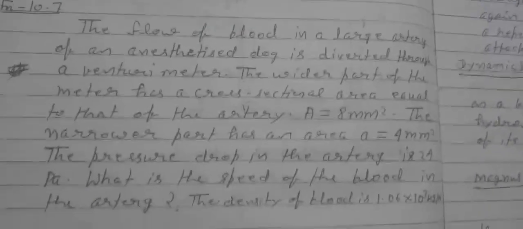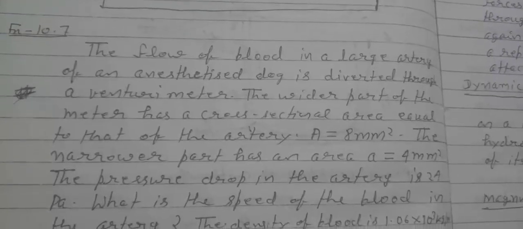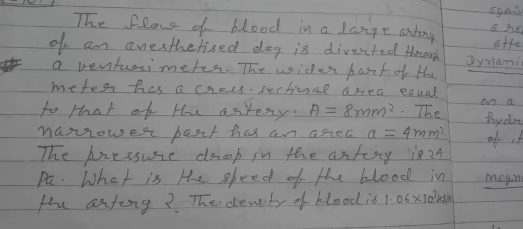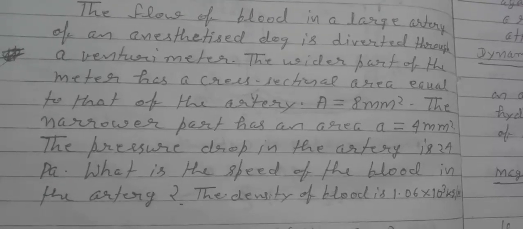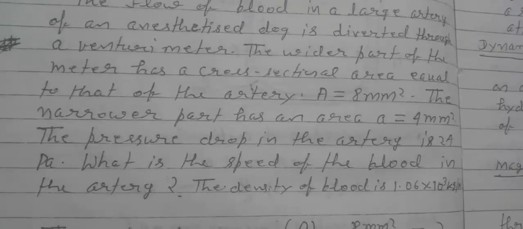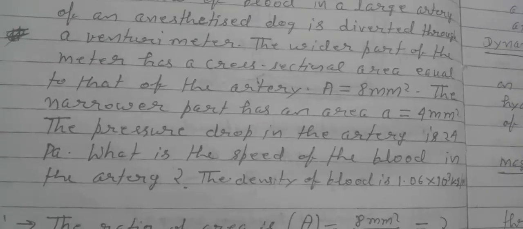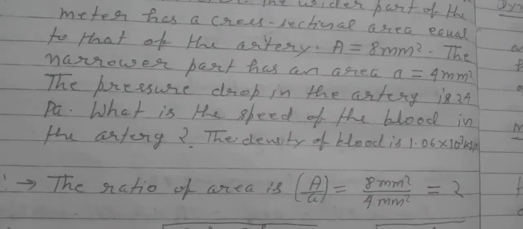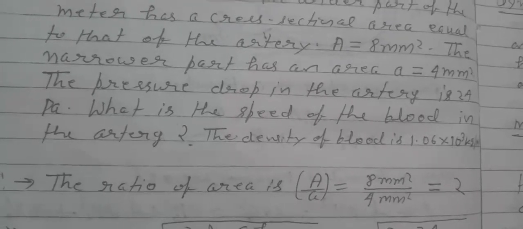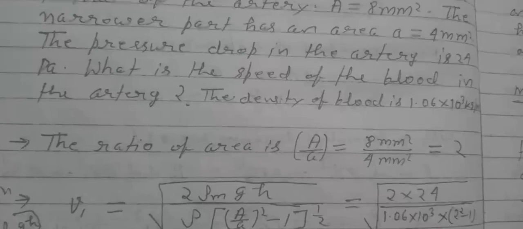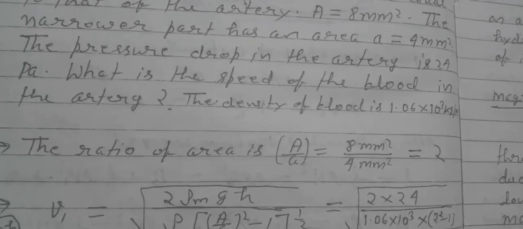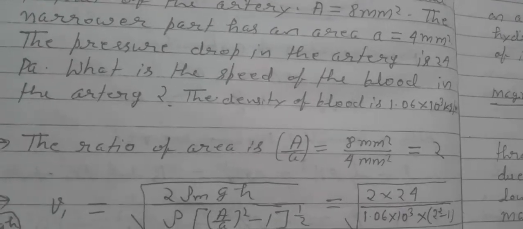Example: the flow of blood in a large artery of an anesthetized dog is diverted through a venturi meter. The wider part of the meter has a cross-sectional area equal to that of the artery, A equals to 8 mm square. The narrower part has an area a equal to 4 mm square. The pressure drop in the artery is 24 Pascal. What is the speed of blood in the artery? The density of fluid is 1.06 into 10 to the power 3 kg per meter cube.